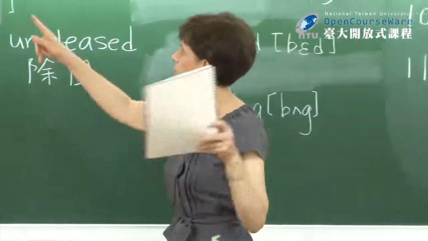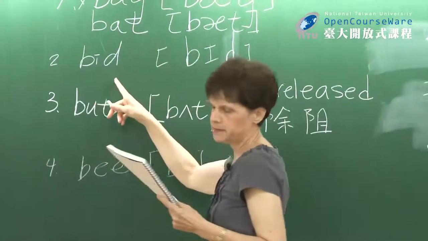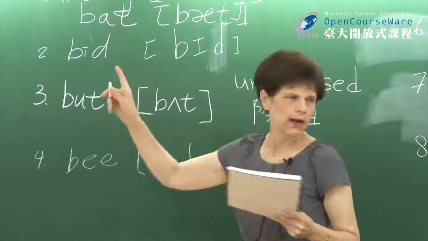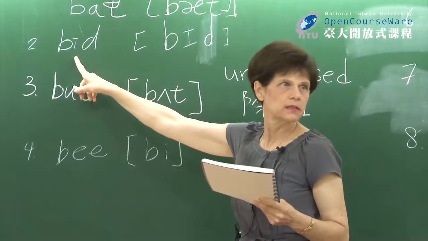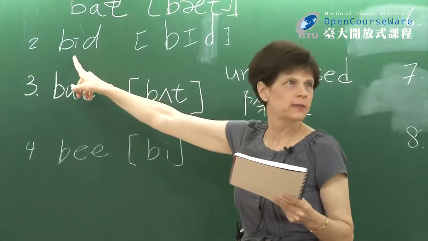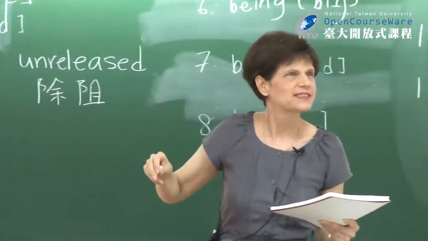Okay, 5 points for each, 5 points for spelling, 5 points for the IPA. The second one is bid. This is correct. However, do you notice something about the way they wrote the I here? Good. Amanda, do you notice anything funny about this I? Can you see from there? Yes. What's funny?